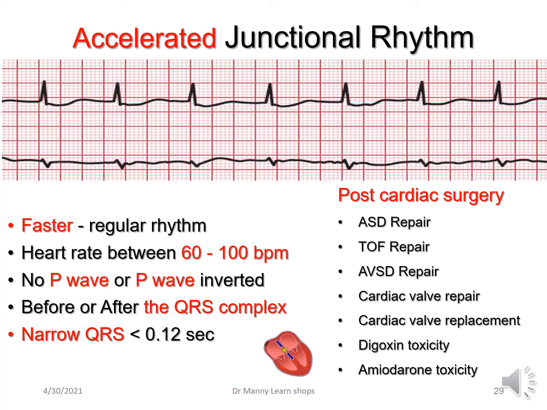Then you've got accelerated junctional rhythm, where the junctional rhythm becomes faster, but it doesn't exceed 100, because if it exceeds 100, then it becomes a tachycardia. So accelerated junctional rhythm is a faster regular rhythm with a heart rate between 60 and 100 beats per minute. It can have no P wave, hidden, as demonstrated in the rhythm you're looking at now, or it can be negative in front of or after a narrow QRS complex. Again, this is typically related to different types of surgery, failure of the SA node related to aging, or medication toxicity.